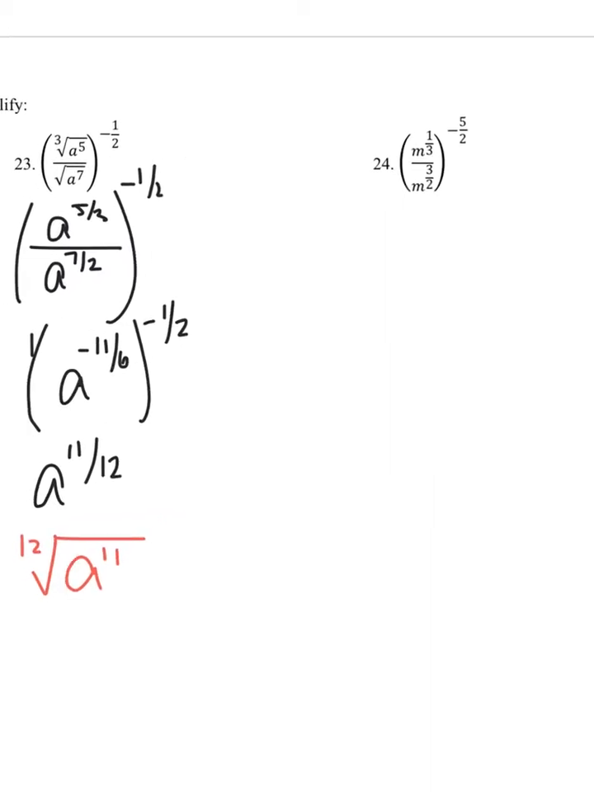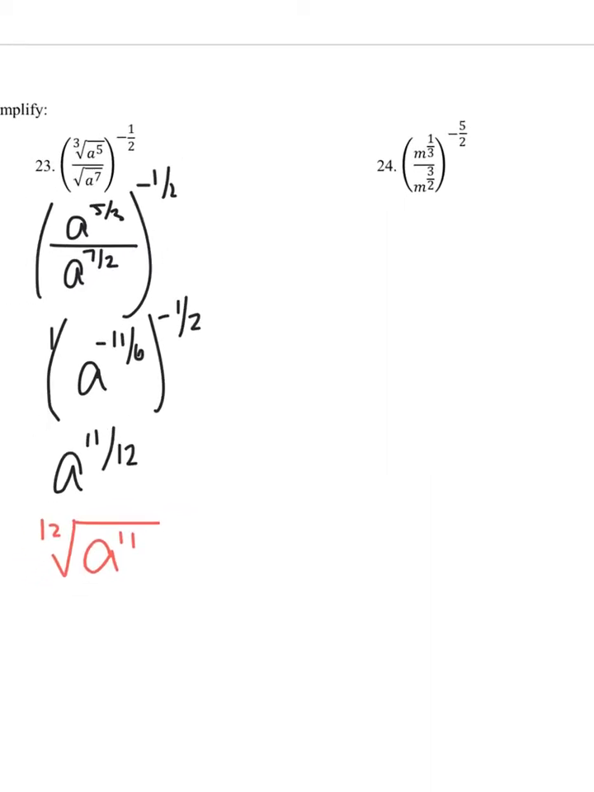Okay, for this one over here, for number 24, it's not in radical form, so you can right away just subtract those 2 exponents if you wanted. So in here, you end up getting 1/3 minus 3/2 gives you -7/6, raised to the -5/2. So when you do power to power now, you get m raised to the 35 over 12. So this isn't very clean.